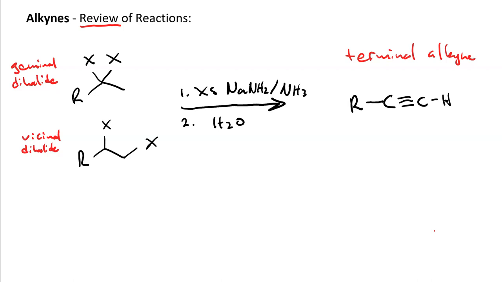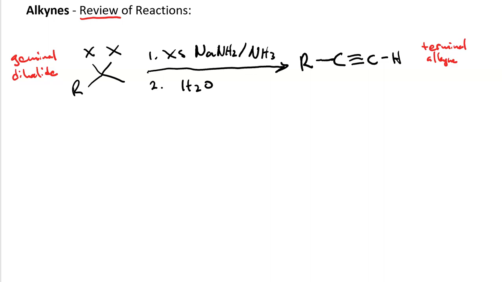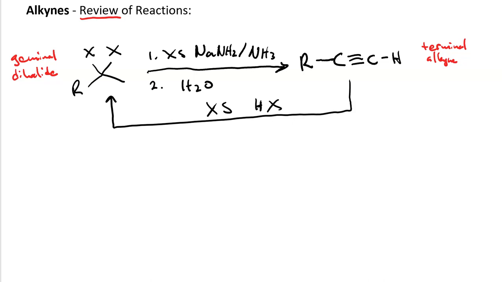We can take the terminal alkyne back to the geminal dihalide by simply reacting with excess haloacid. Like, if we wanted to have both of these X atoms be chlorines, we'd use excess HCl. But it works with HBr and HI as well.